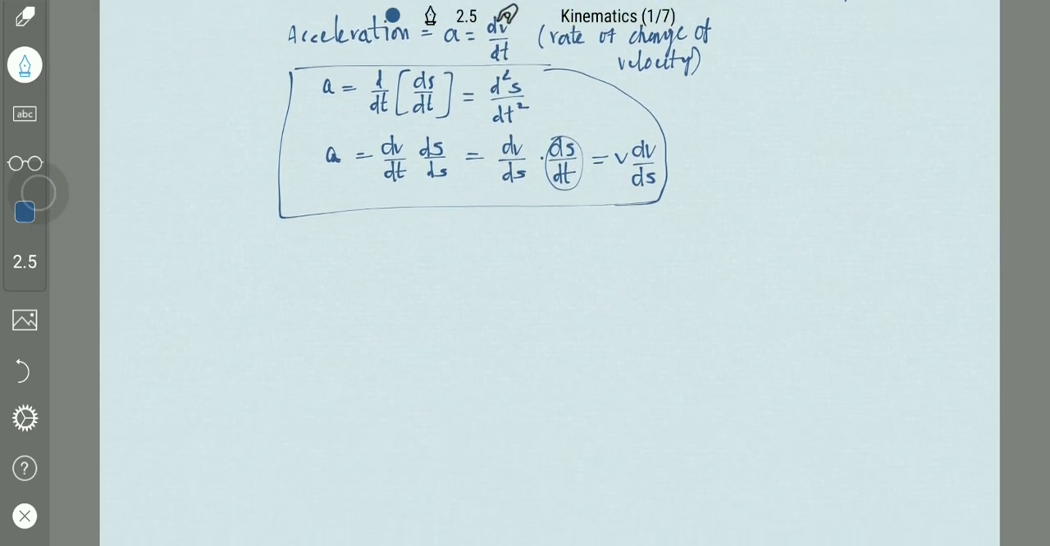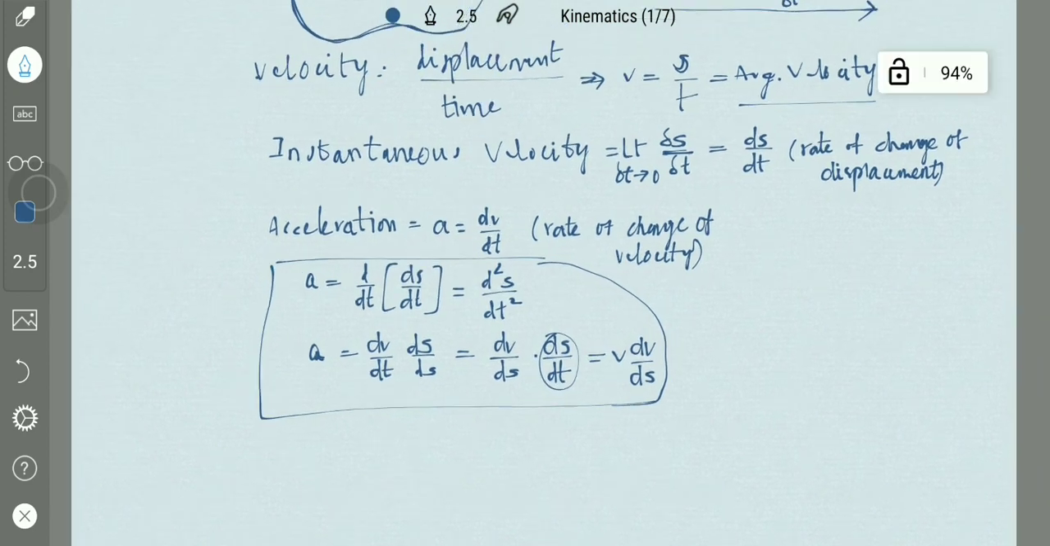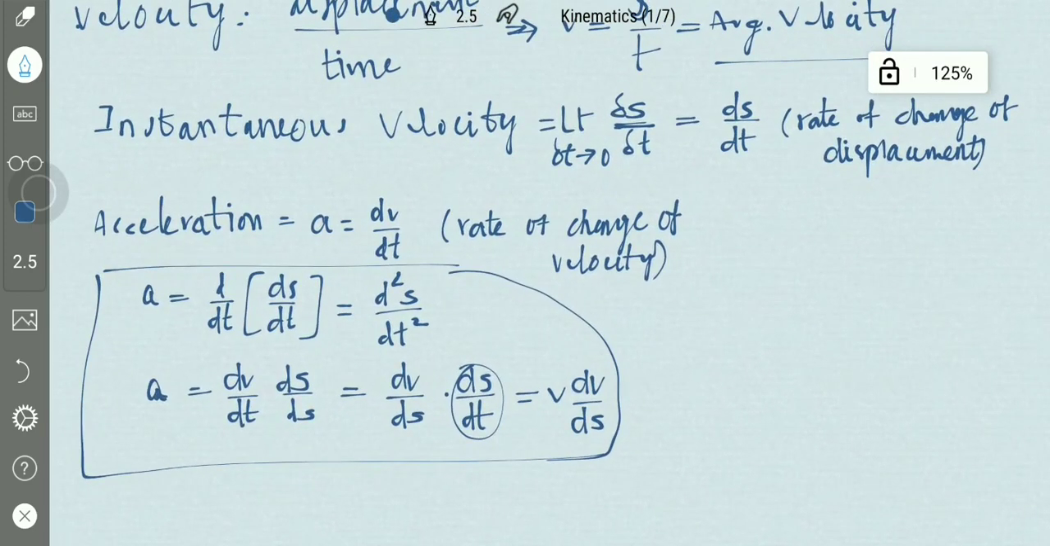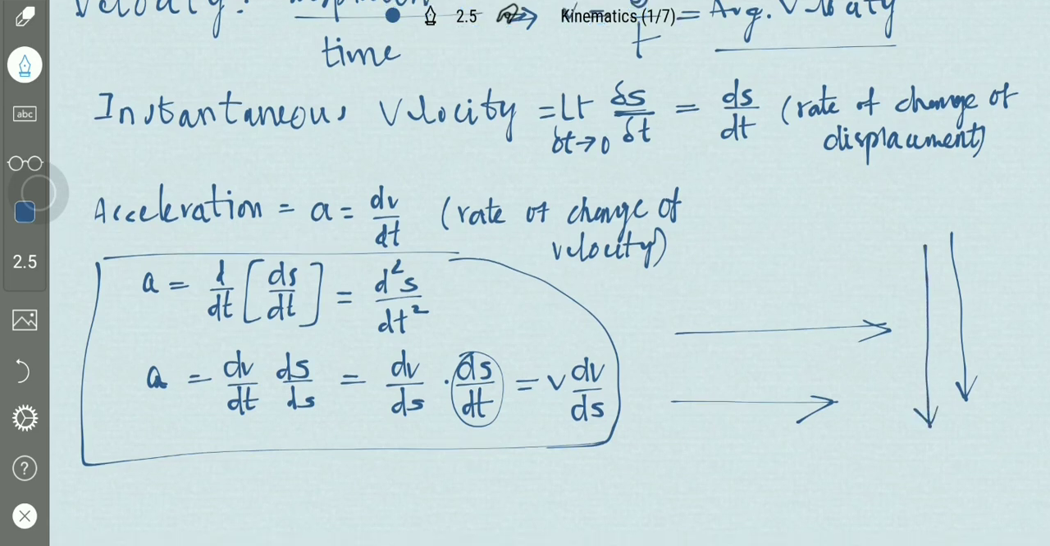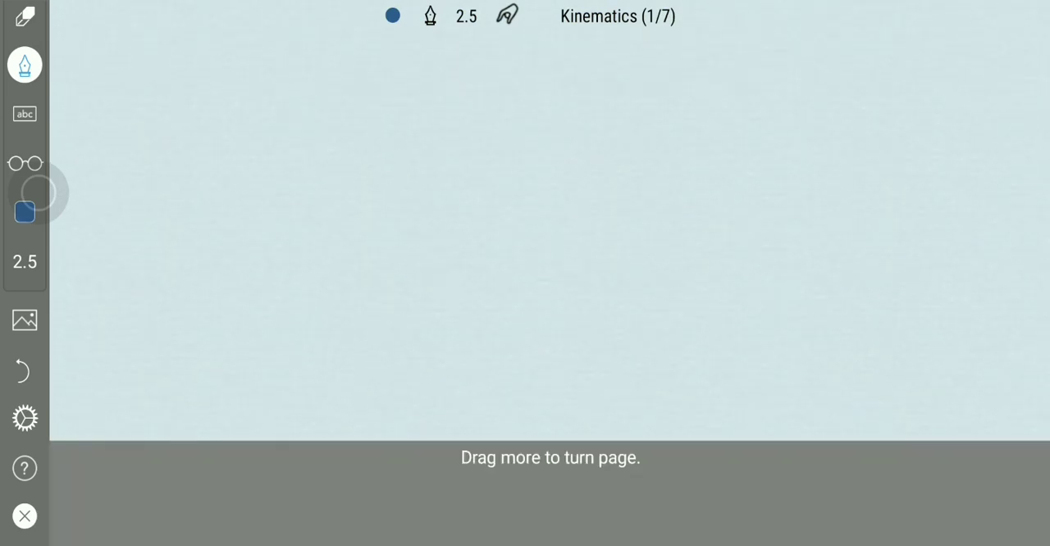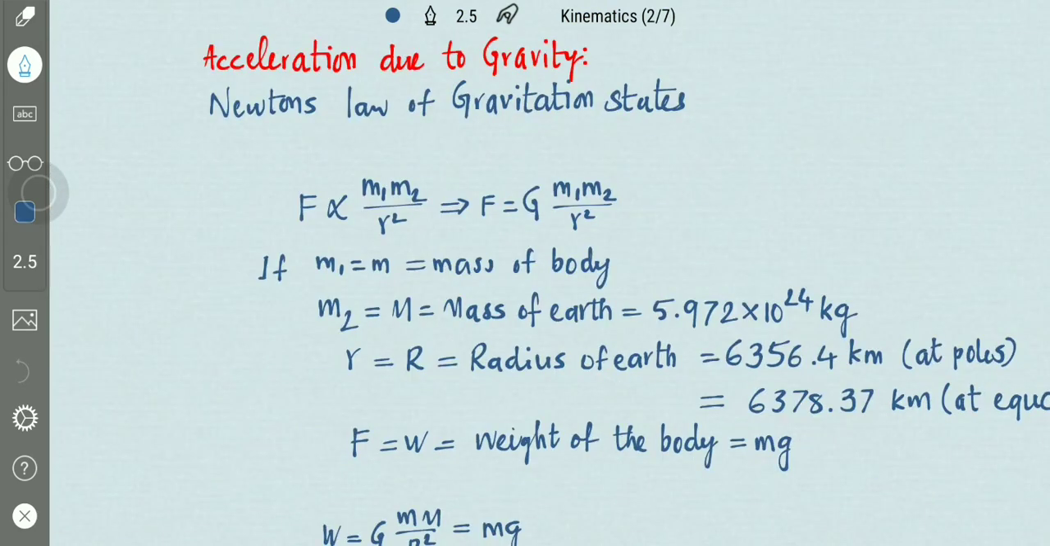And the next one is, if the body travels in a horizontal position, or in vertical, whatever it may be, if the velocity is increasing, it is said to be acceleration. If the velocity is increasing in vertical direction and it is due to gravity, it is said to be acceleration due to gravity. So let us see acceleration due to gravity.